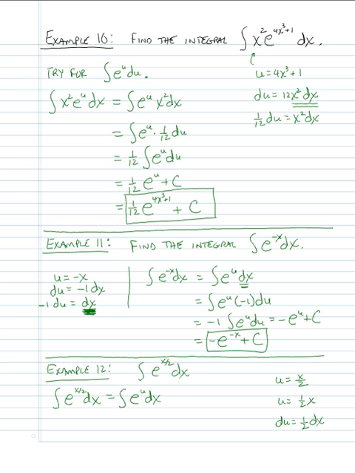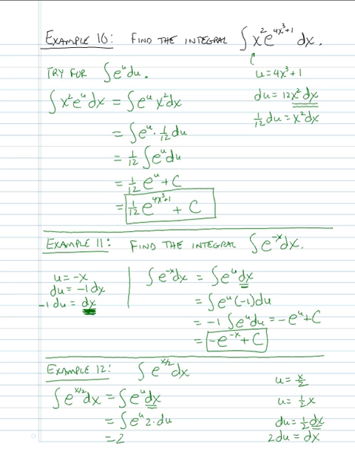Now, we need to solve for dx. And so to do that, we'll multiply on both sides, not by 1/2, but by 2. Because when we multiply 1/2 by 2, we get 1, just a dx, don't we? So now when we do this substitution, we're going to replace dx with 2 du.